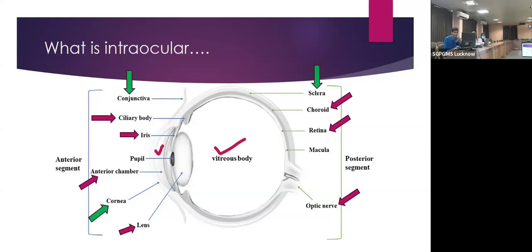And all the structures indicated by green arrows are extraocular tissue, that is conjunctiva, cornea, and sclera. So now we are clear what is intraocular and what is extraocular. If anything happens to the purple arrow structures, that is intraocular involvement, and if anything happens to the green arrow structures, that is extraocular involvement.